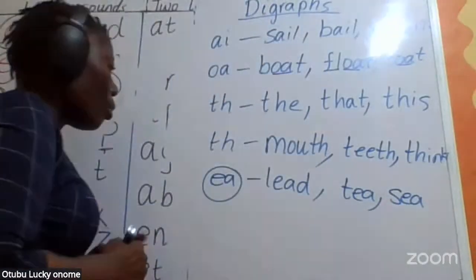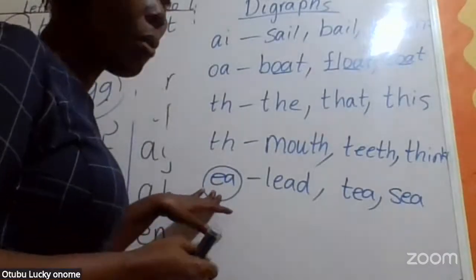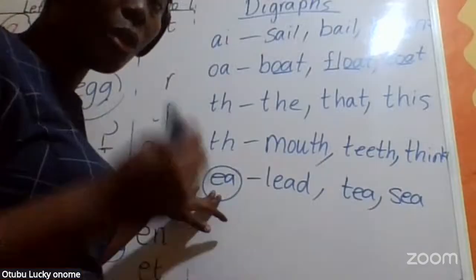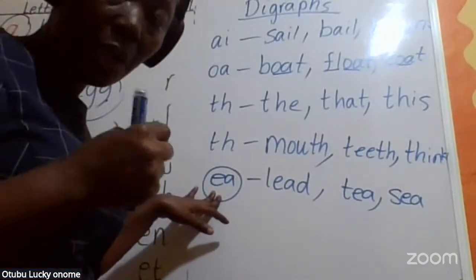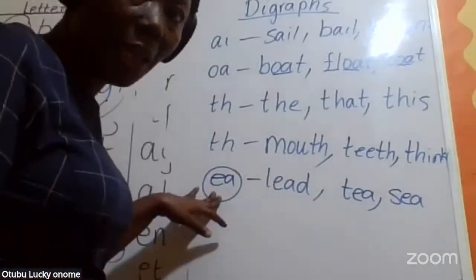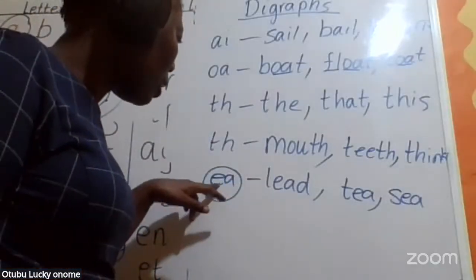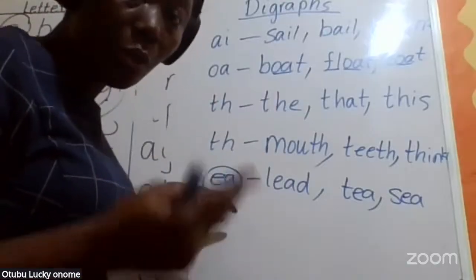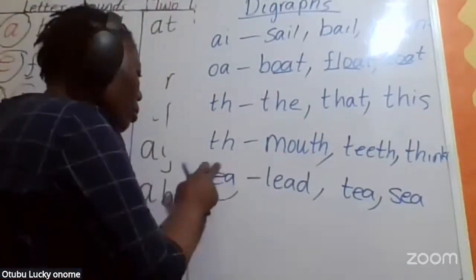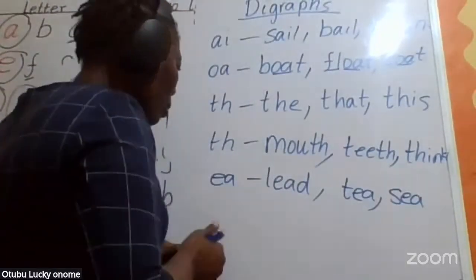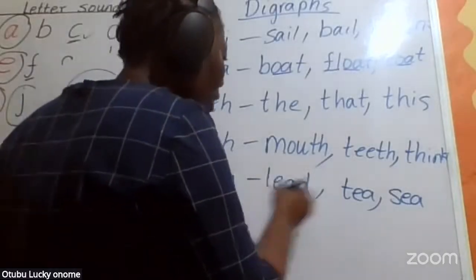So when we say this sound, what you should do is try and say the word with the sound you know and see if it sounds good to your hearing. If it doesn't sound good, or if you've not heard that word before, you try another sound, because this has two major sounds. So that is lead, see.